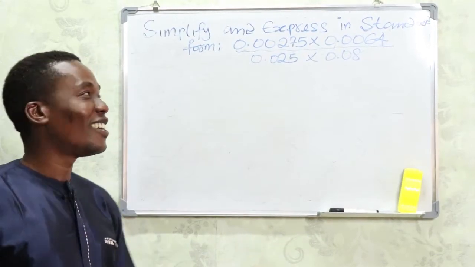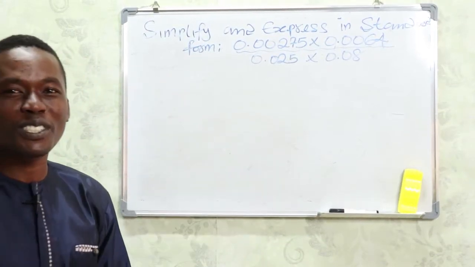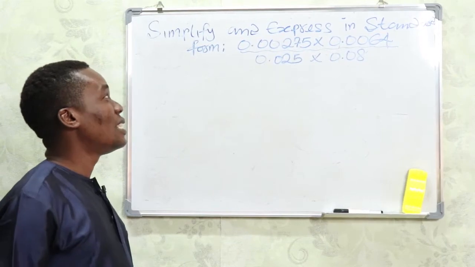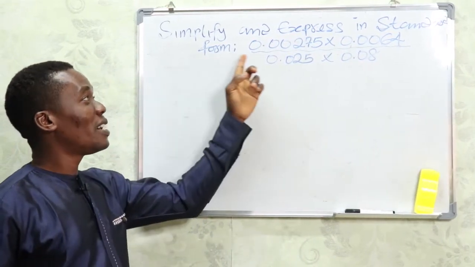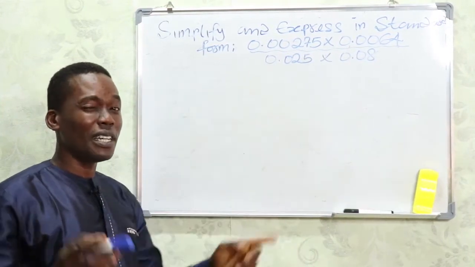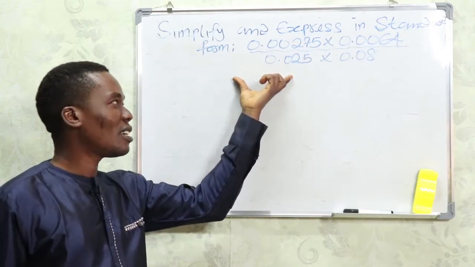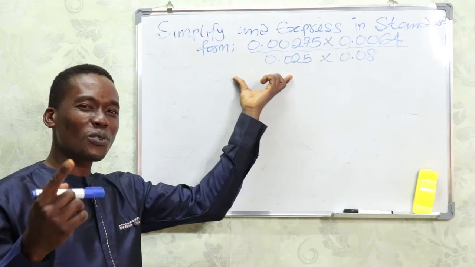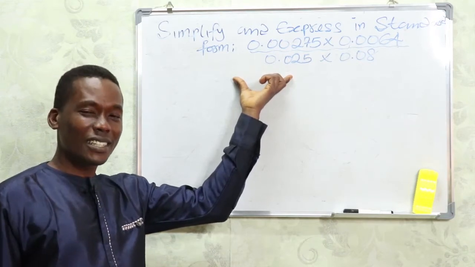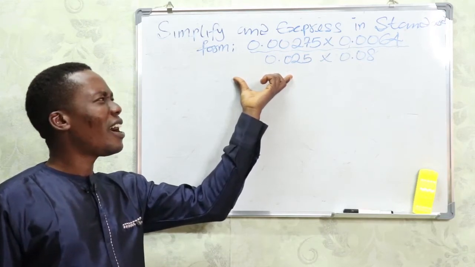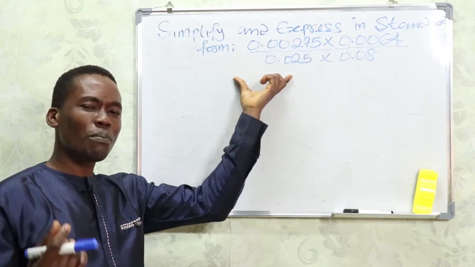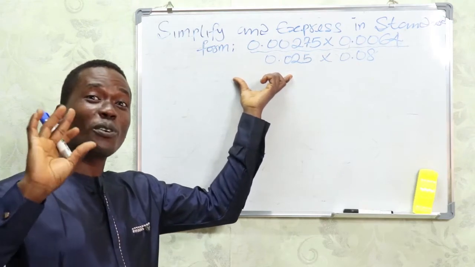Here we are now on the first sample question for this topic, standard form. The question says simplify and express in standard form. I want to tell you that this is a typical JAMB question you'll be given in your exams, and you are asked to solve this question in not more than 4 seconds. That is what JAMB wants from you. Now how can you go about solving this with the simplest method in just 4 seconds?